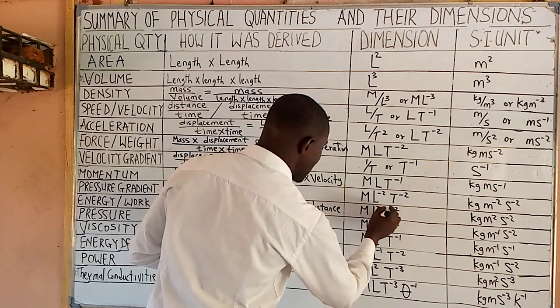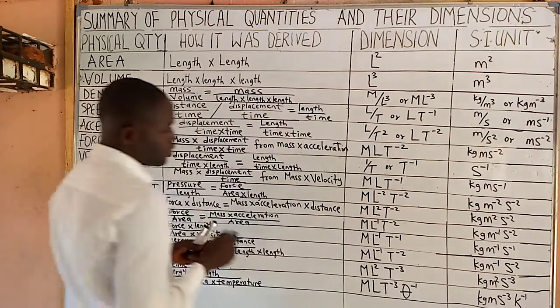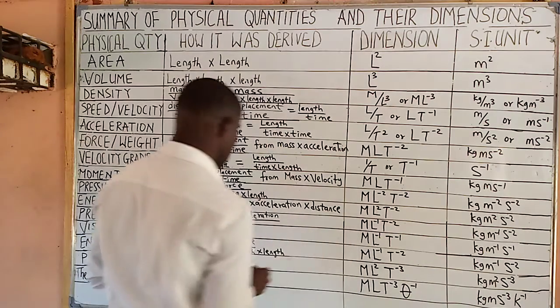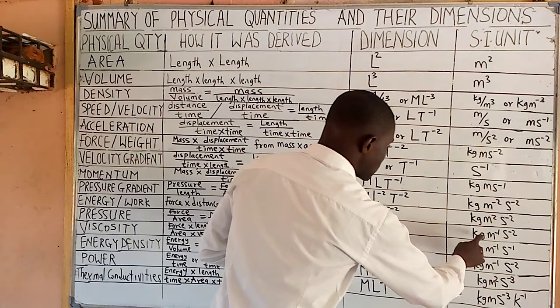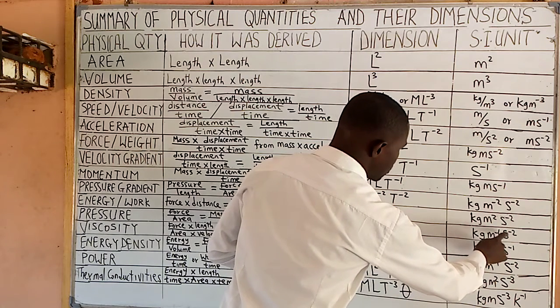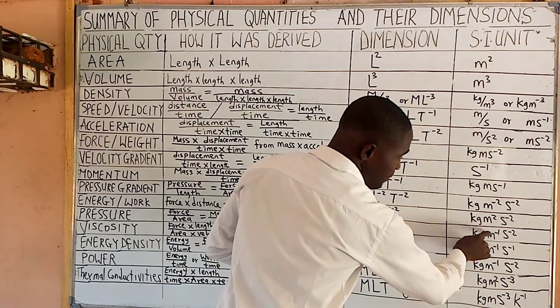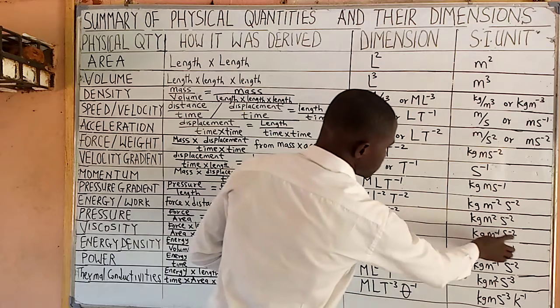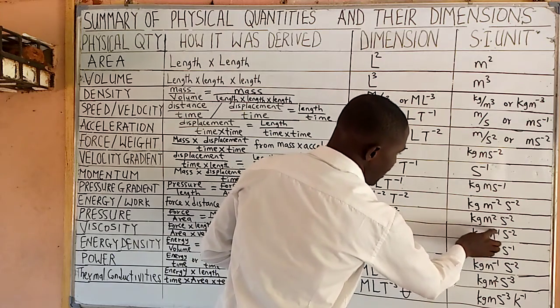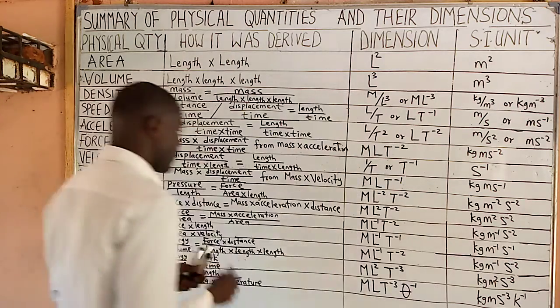Remember, this is the SI unit, that is not the dimension. Then the unit is kilogram per meter per second squared: kilogram meter raised to power minus 1, second raised to power minus 2.